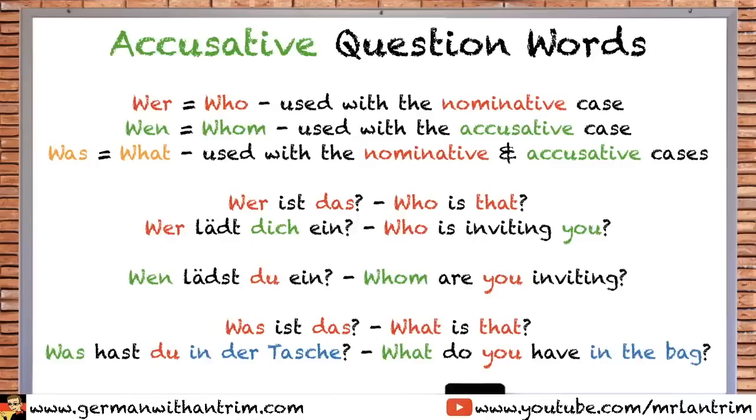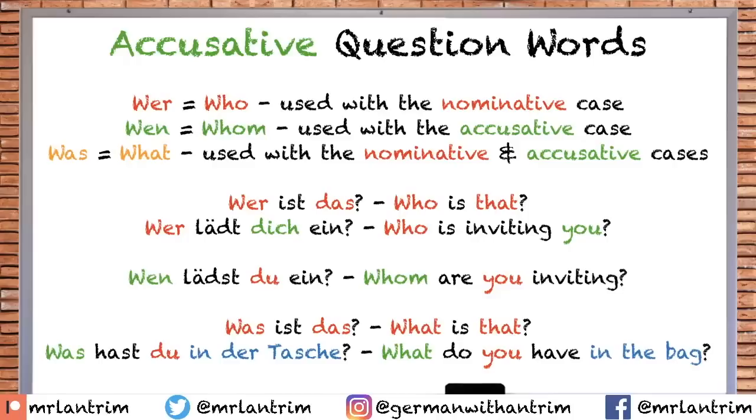This is just another example of wer being the subject of the sentence. Dich in this sentence is the thing being invited, the person being invited, and so we use here the accusative case. Wer lädt dich ein? Okay? Accusative case for dich in that sentence because wer is your subject.